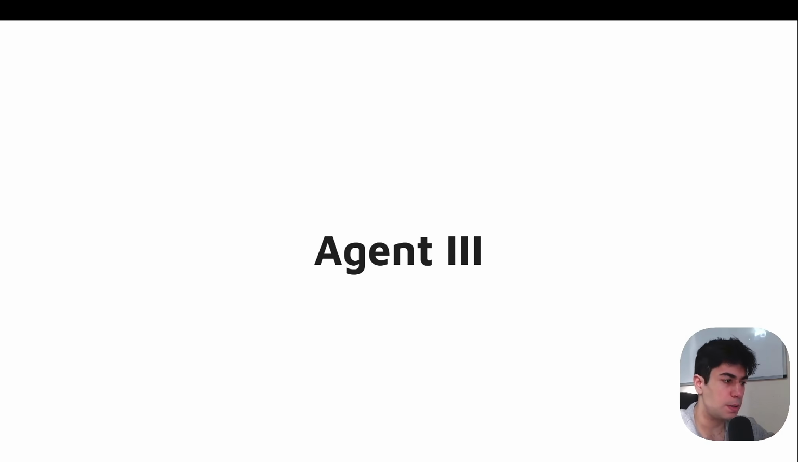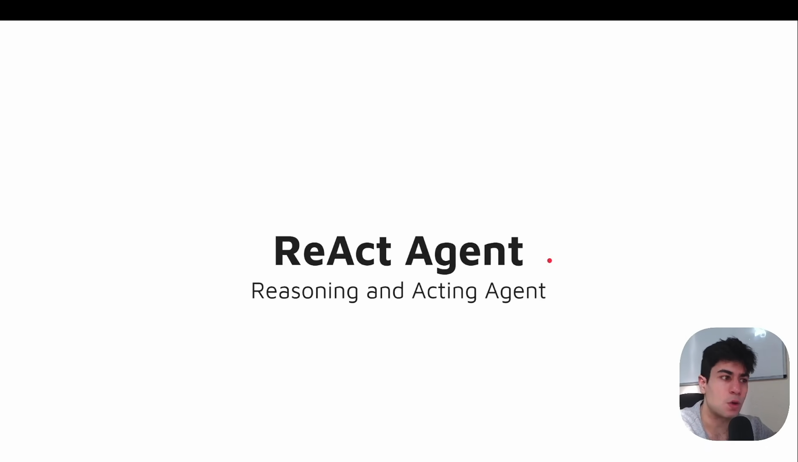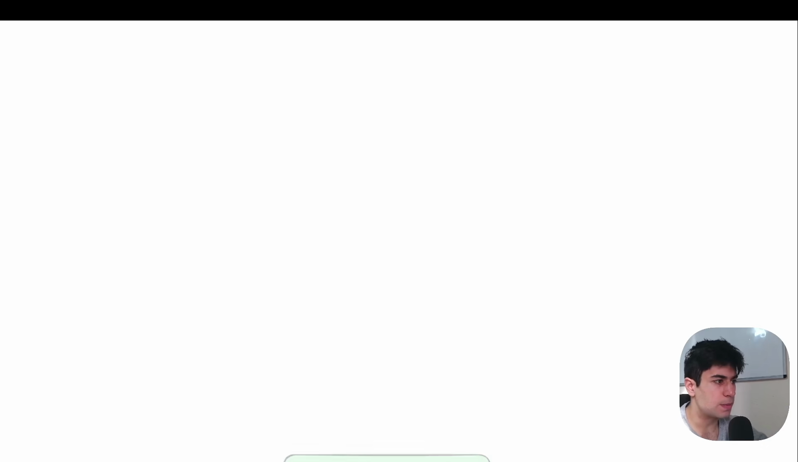Okay, so now we're going to build our third AI agent, and this is going to be a special type of AI agent. The technical term for this type of agent is a React agent, and React stands for reasoning and acting. So this is quite a common type of AI agent which you will build. So what does it look like? Well, it looks something like this.